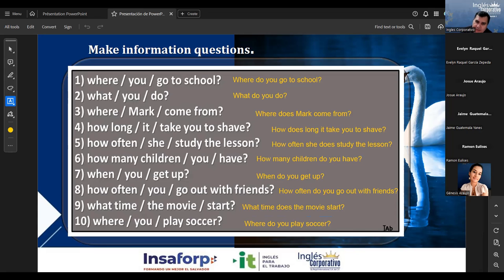How often does she study the lesson? The same as number 4. How long does it take you to shave? Excellent. Thank you, teacher. You're welcome.